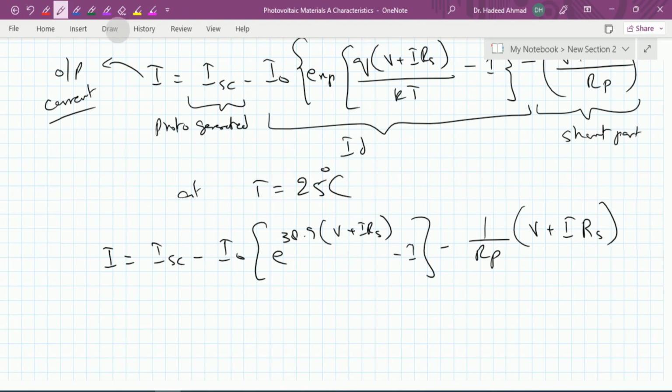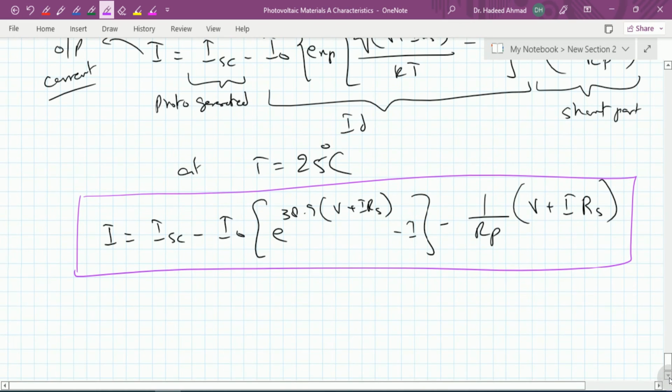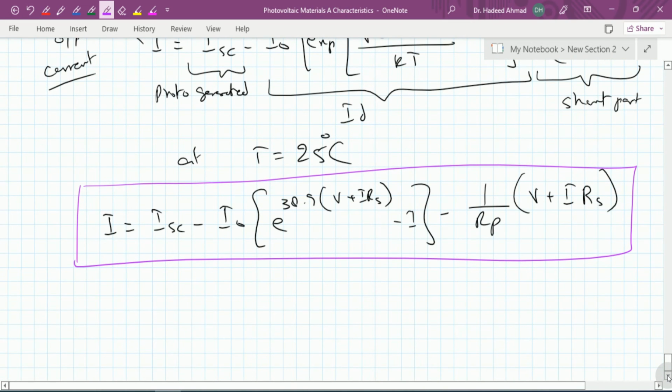Now this equation contains a lot of variables which are not given by any manufacturer, because usually when we go in the market, we buy the PV photovoltaic panels, and a very brief set of information is given in the form of the data sheet or the specification which is written on the back side of the PV module.